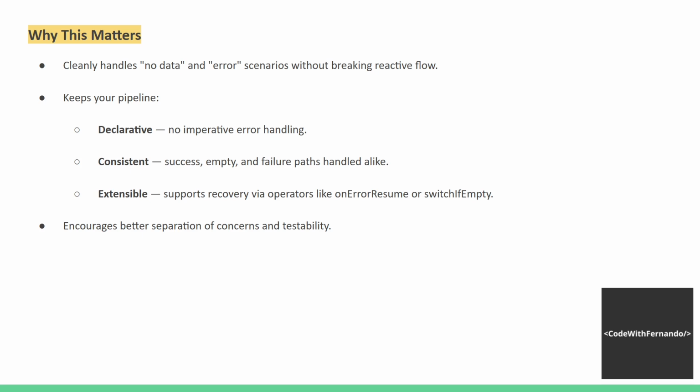So why does this matter? It's really important to understand that it cleanly handles no-data and error scenarios without breaking the reactive flow. So we use these signals in order not to break the flow of the stream. It keeps the pipeline declarative because there's no imperative error handling. It's consistent: success, empty, and failure paths are handled alike. It's extensible, supporting recovery via operators like onErrorResume or switchIfEmpty. So it encourages better separation of concerns and testability.